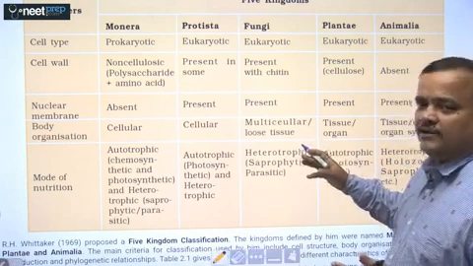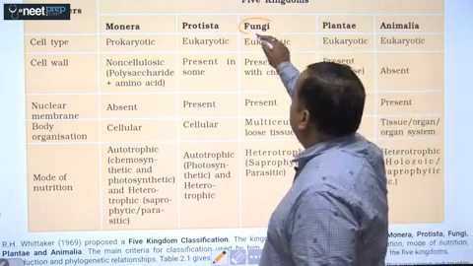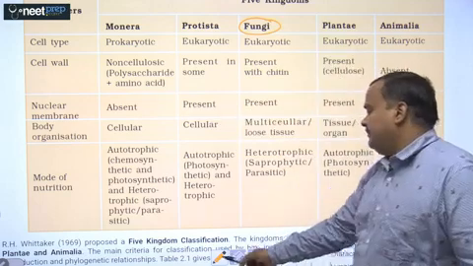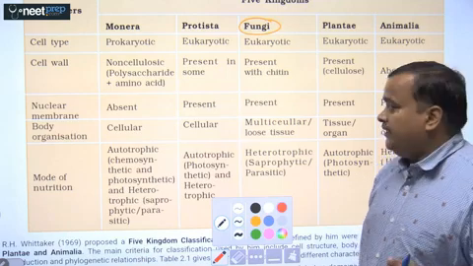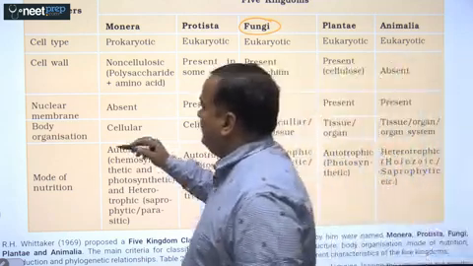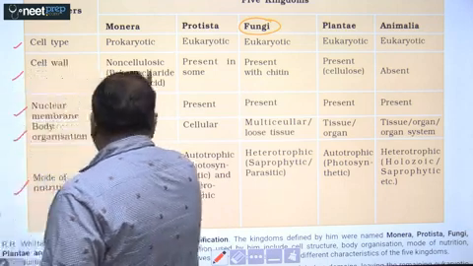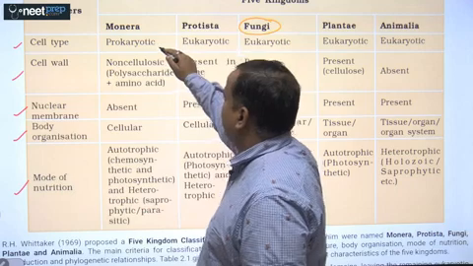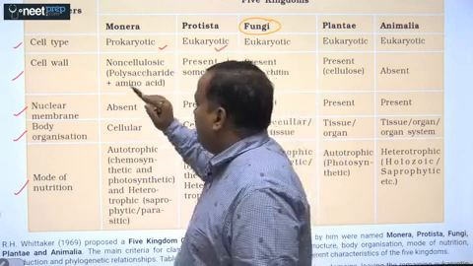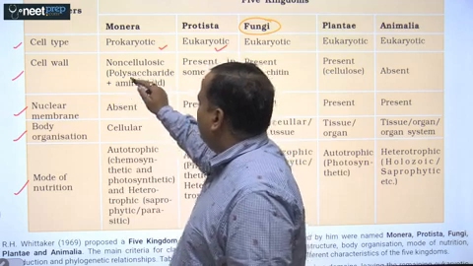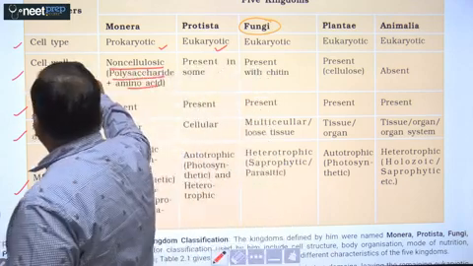Okay, now this is a table which is a summary of the five kingdom classification given by R.H. Whittaker. So he created a new kingdom, that is kingdom Fungi, on the basis of mode of nutrition and body organization. Now these are some criteria: cell type, cell wall, nuclear membrane, body organization, mode of nutrition. When we talk about cell type, in Monera we have prokaryotic cell type, and in Protista and the rest they are eukaryotes. Then cell wall. In case of Monera, the cell wall is non-cellulosic and it is made up of polysaccharide and amino acid, that is peptidoglycan, that we will study.